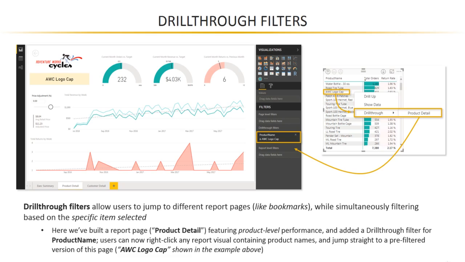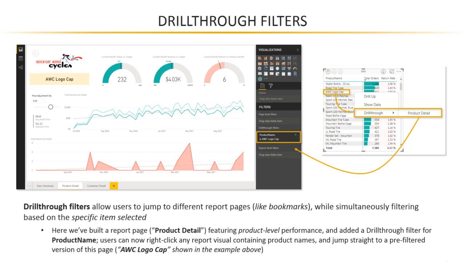What that means is that users can now right-click on any report visual on any other page in the report that contains product names and select the drill through option to jump straight to this product detail page. And not only that, but the page will filter simultaneously based on which product the user right-clicked.